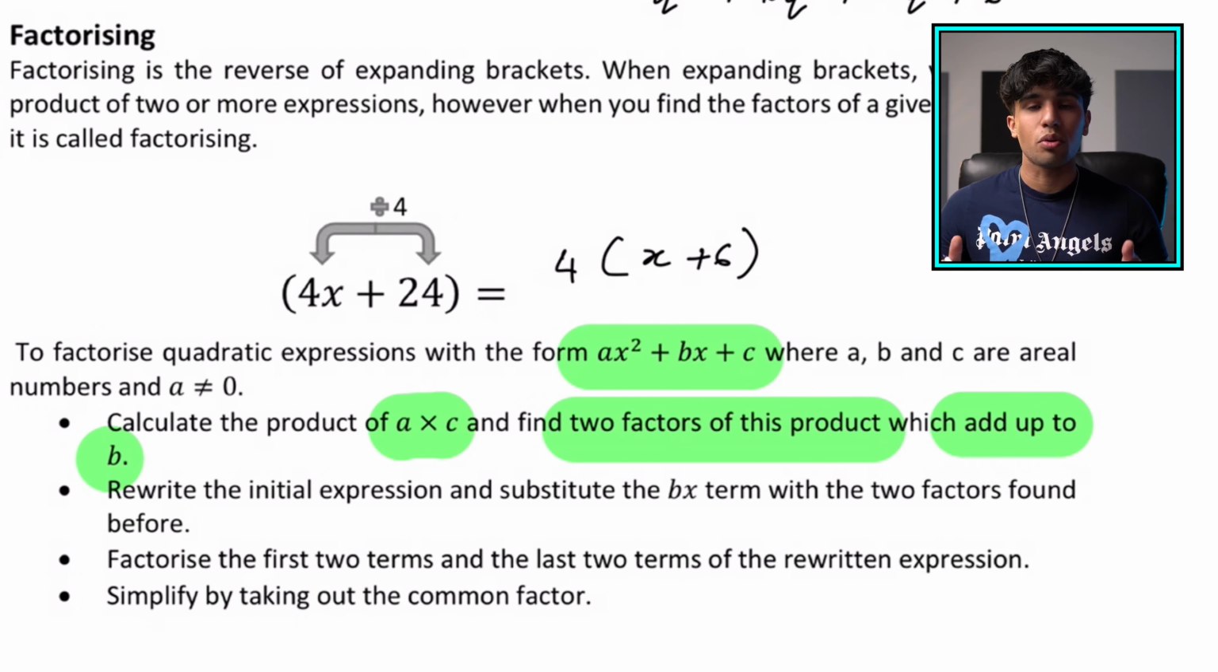To factorize quadratic expressions in the form ax squared plus bx plus c, we first need to calculate the product of a and c, and then we have to find 2 factors of this number that will add to get b. From here, we'll rewrite our initial expression and replace our bx term with the two new terms we found.